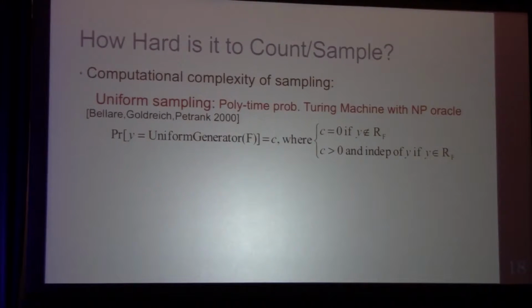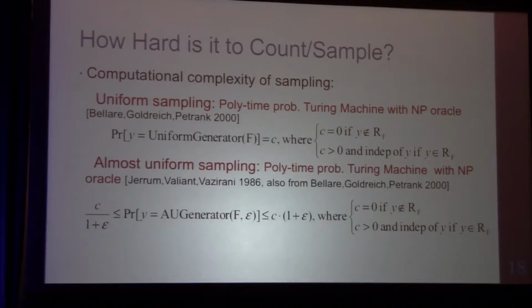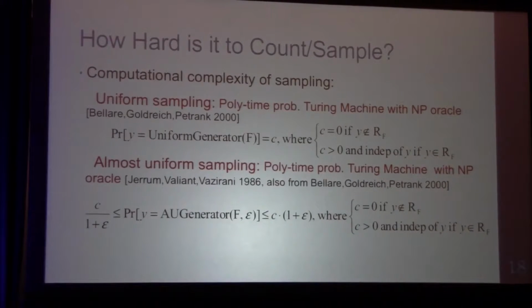So this is uniform sampling. There is no bias towards or against any particular solution. And we also have almost uniform sampling, where we say that if I give a formula f and a tolerance parameter epsilon, then the probability that a particular solution of that formula is generated may not be exactly the same as the probability that another solution is generated, but these two probabilities cannot differ by that much. It cannot be the case that one solution is generated with much higher probability than the other. So the probability that any arbitrary solution is generated lies within a tolerance of epsilon from the same number c, where c is independent of the solution.